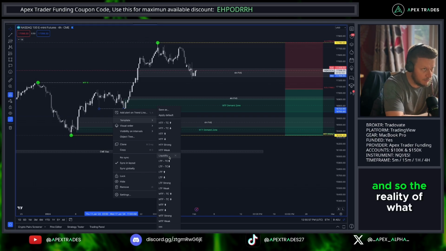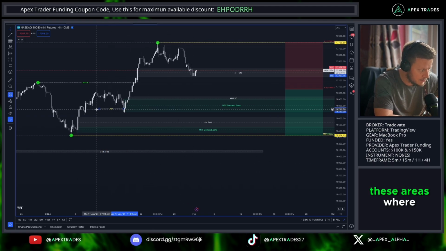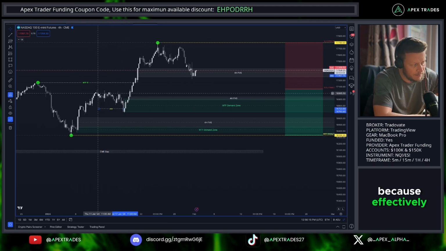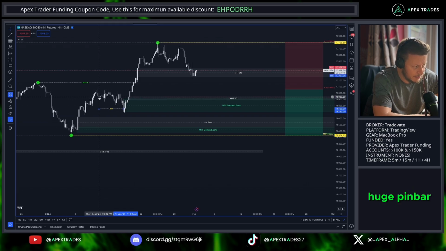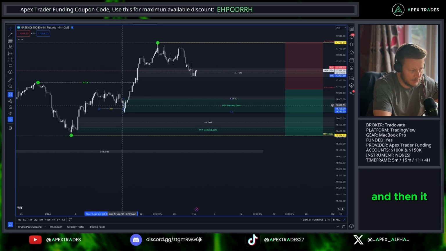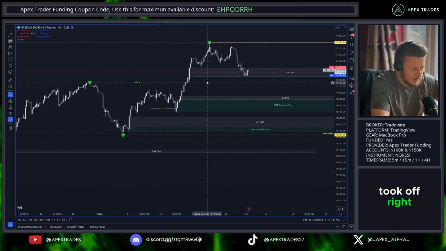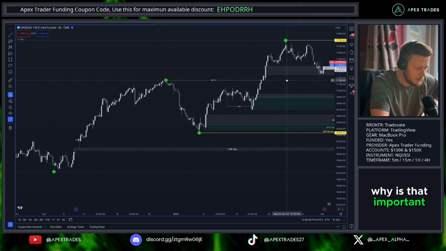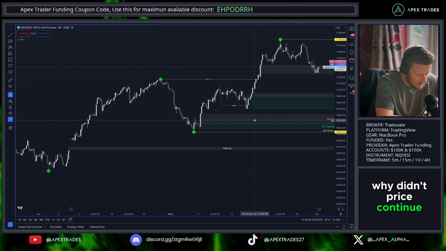And so the reality of how you got to think about this is, firstly, we'll just mark off these areas where liquidity is being taken, because effectively that big move down here was a huge pin bar. Price came back up, then it came back down. But what did it do after that? Took off, right? Why is that important to understand? Just as a quick stop point, why didn't price continue to go down?